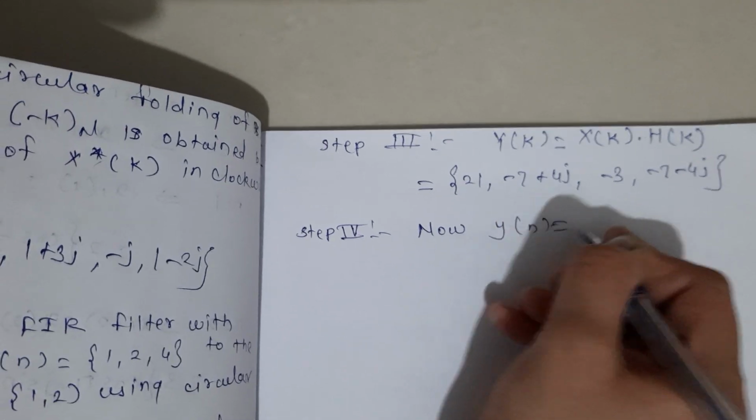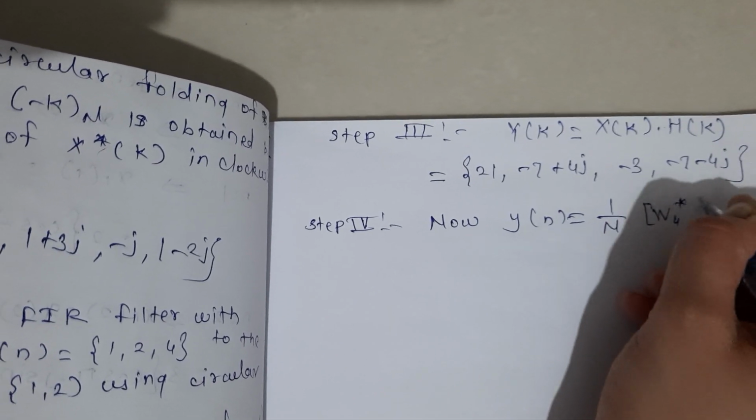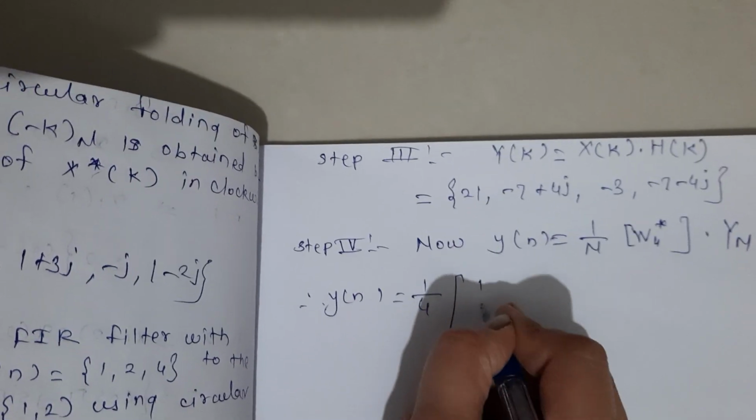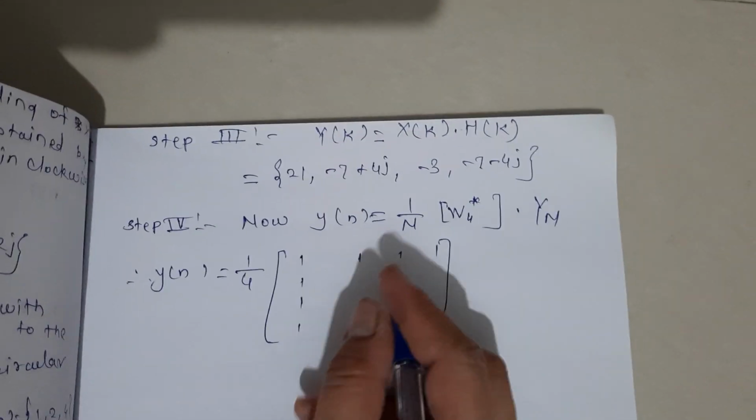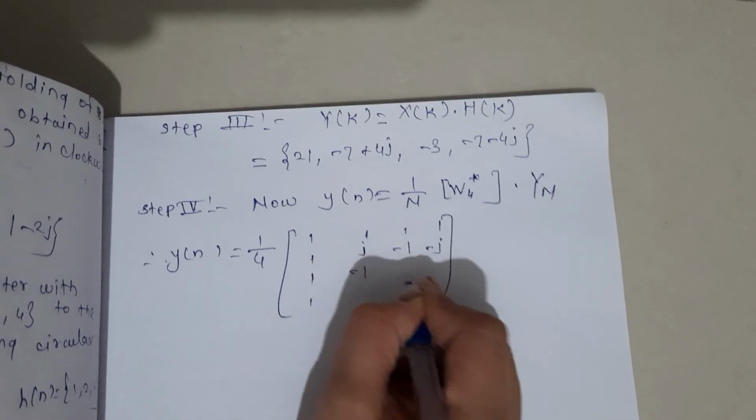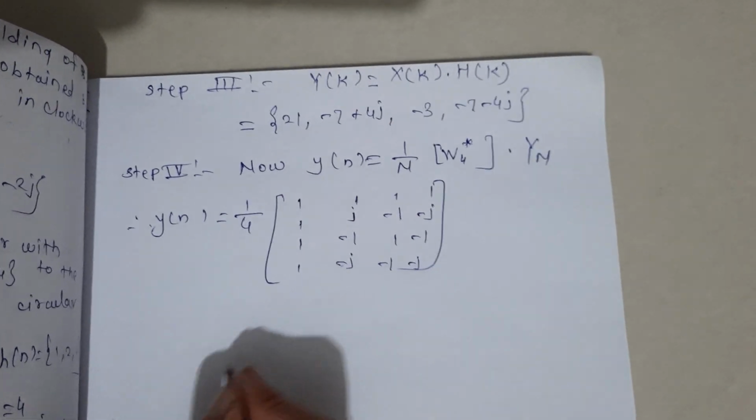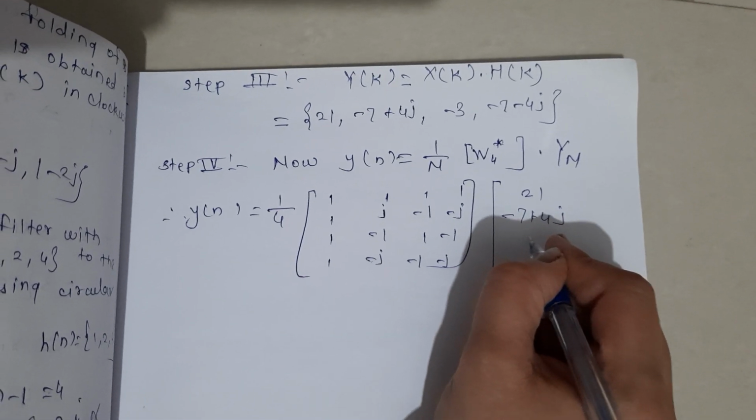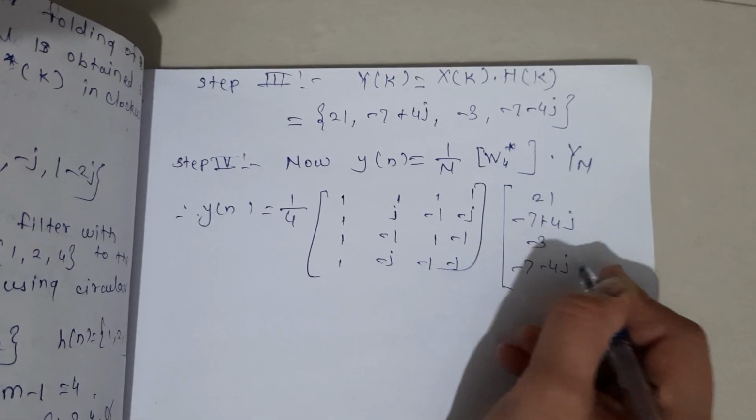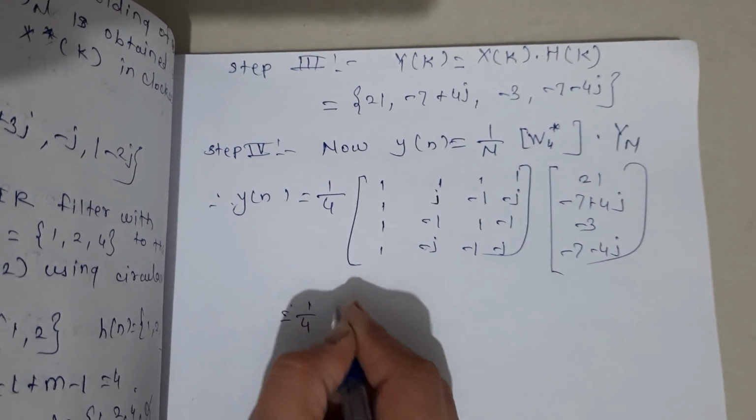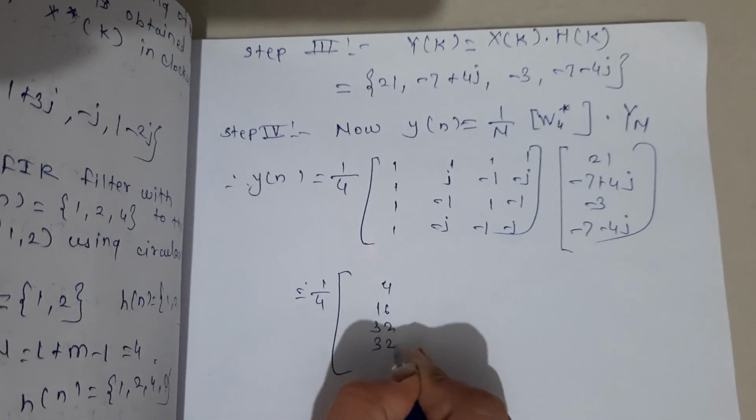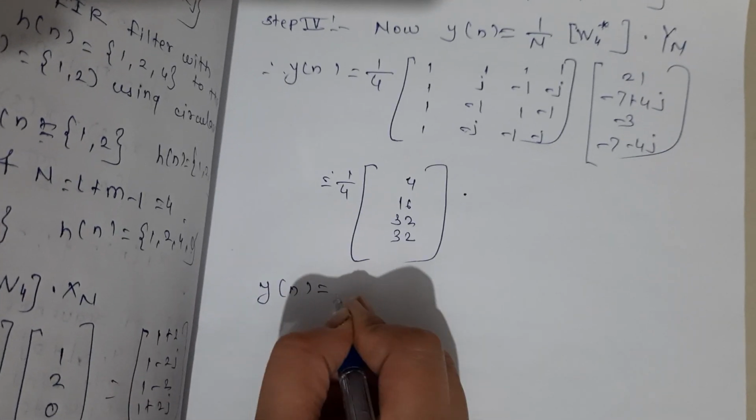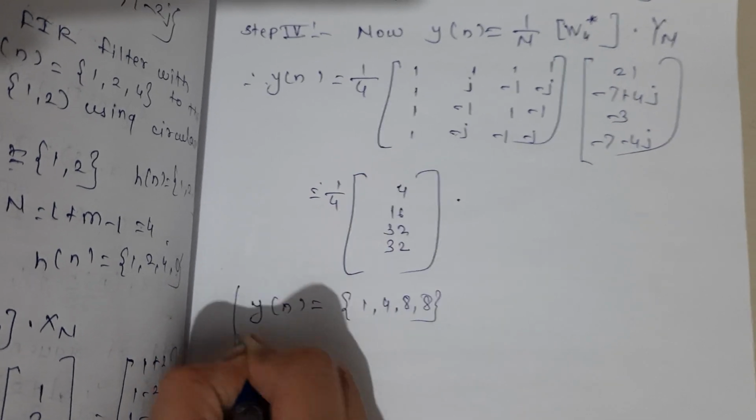Now y of n is equal to 1 by 4 times the complex conjugate. So we can write y of n is equal to 1 by 4 times 1 1 1 1 1 1 1 j minus 1 minus j minus 1 1 minus 1 minus j minus 1 minus. So we can write y of n is 21 minus 7 plus 4j, minus 3 and minus 7 minus 4j. So we solve this and by solving we get 1 by 4 into 4 16 32 32. So the sequence for y of n is 1 4 8 8. This is the sequence for y of n.